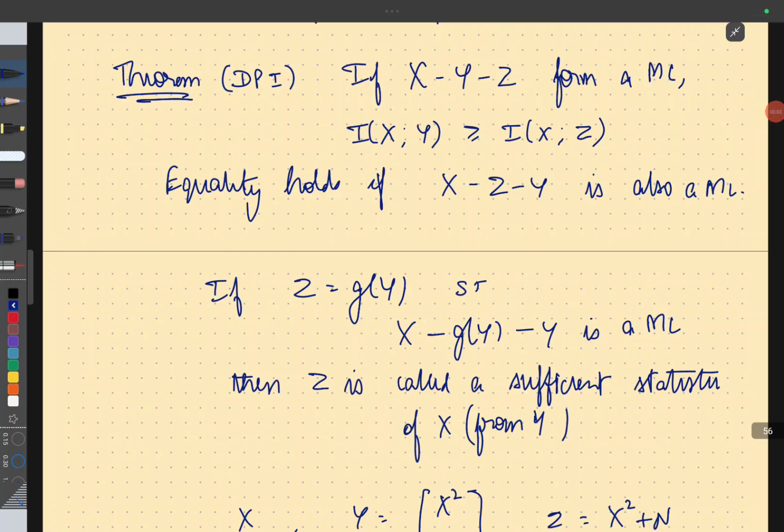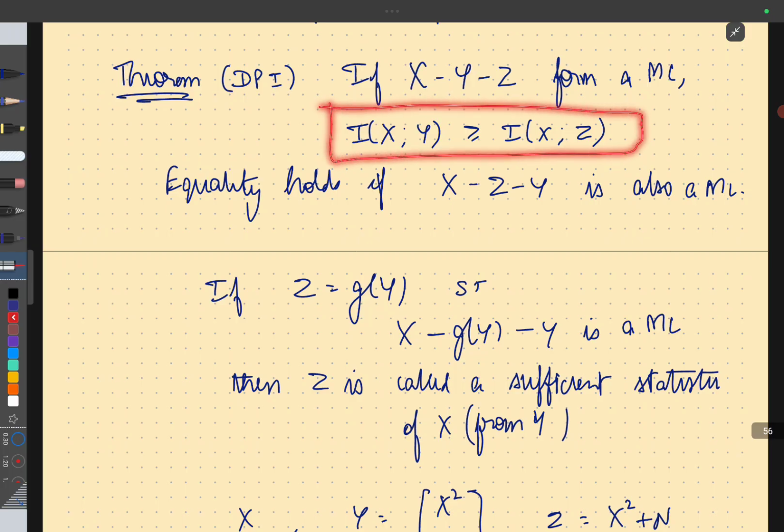Okay, just a quick recap before we begin. In the last class, I introduced two new inequalities. One, the data processing inequality, which says that if X, Y, Z form a Markov chain, then the mutual information between X and Y is always greater than or equal to the mutual information between X and Z.